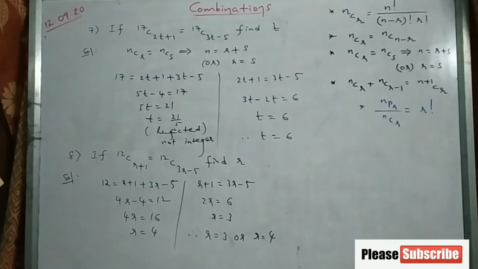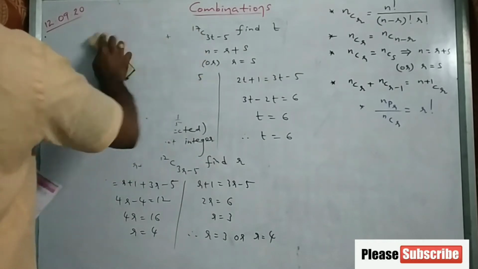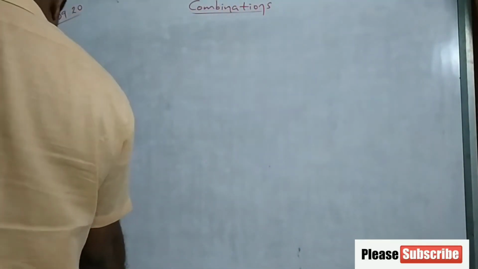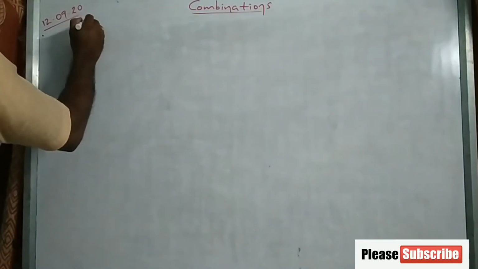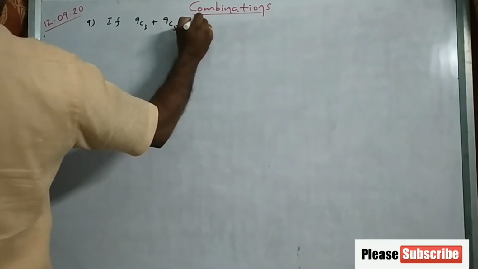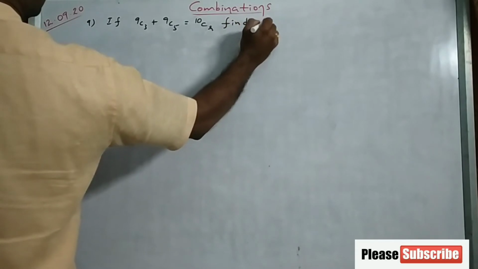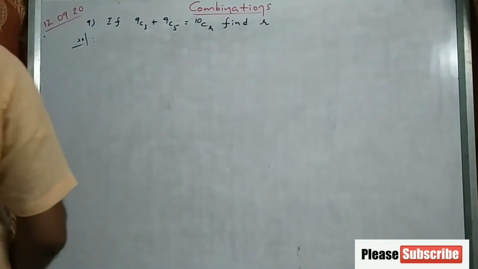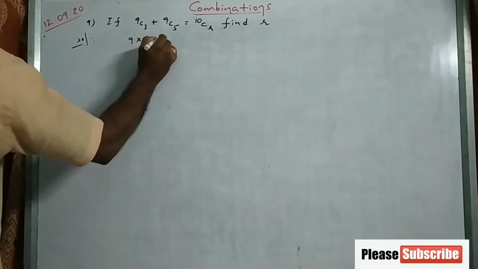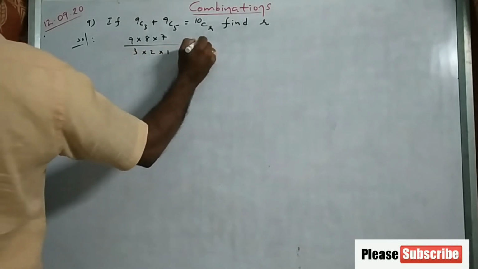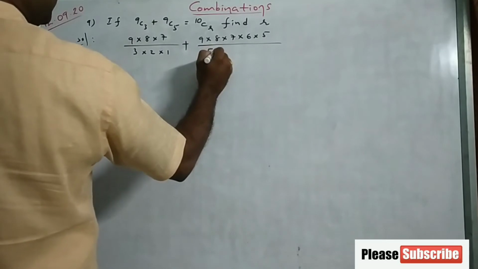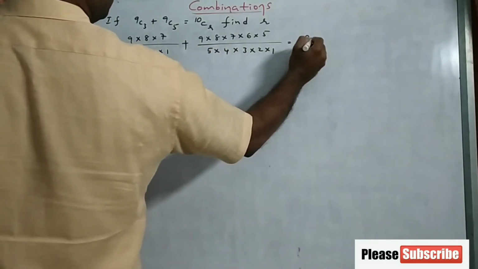Okay. Next one. Ninth one. If 9C3 plus 9C5 is equal to 10CR, find R. This we will do one thing. 9C3 means 9 into 8 into 7 upon 3 2 1, plus 9, 8, 7, 6, 5 by 5, 4, 3, 2, 1, is equal to 10CR.